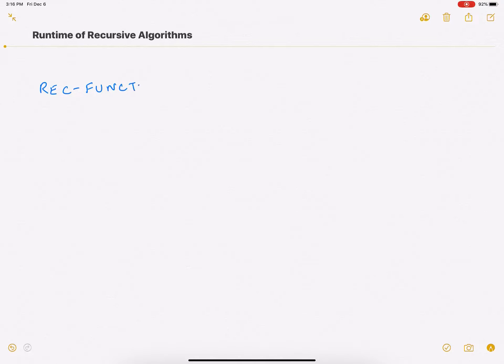So say this is your recursive algorithm. It'll take as input the size n. So rec function n, because it is a recursive algorithm, it'll have a base case. And that will be the case which will determine where it stops. And then there will be a recursive case. So this is the general structure of any recursive algorithm. There will be a base case and the recursive case. So now let's look at a concrete example to study the runtime.